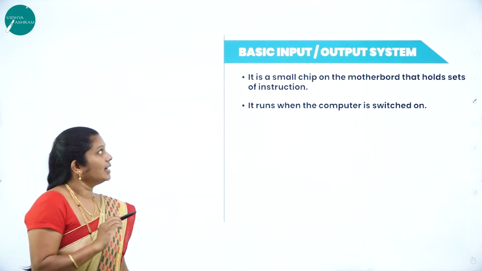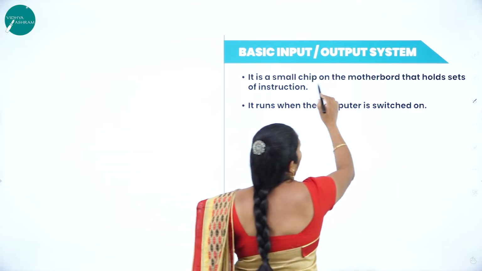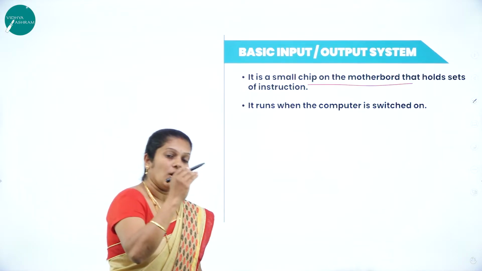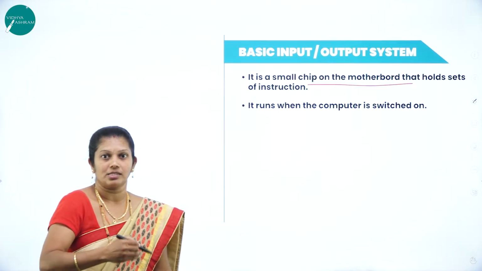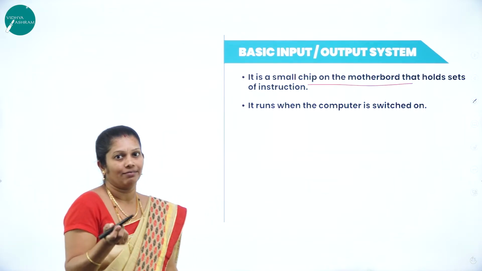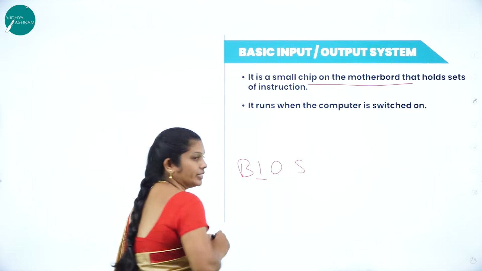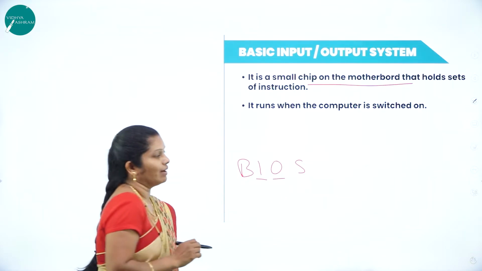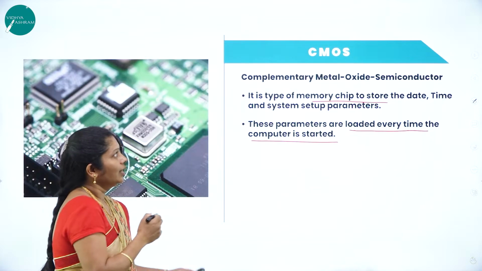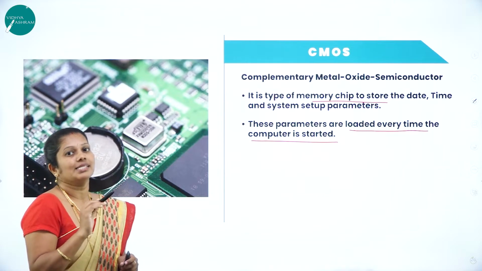Now is it clear? BIOS is nothing but basic input-output system. It is a small chip on the motherboard that holds a set of instructions regarding how to transfer the data in input devices and output devices. Mainly it will control both input devices as well as output devices, and these programs automatically load when we switch on the system. Next, we will discuss CMOS, that is complementary metal oxide semiconductor.